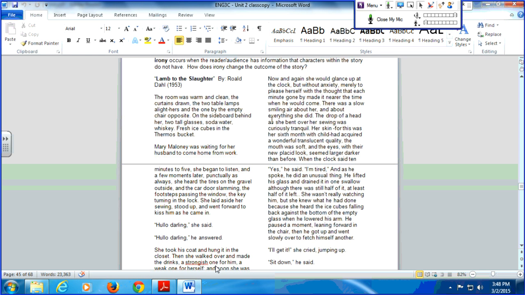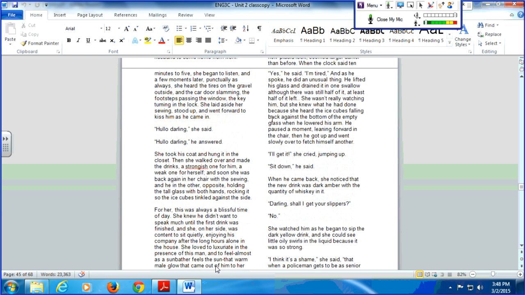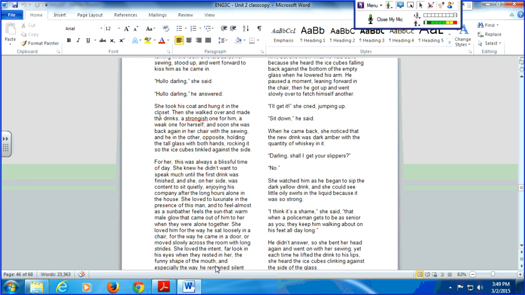When the clock said ten minutes to five, she began to listen. A few moments later, punctually as always, she heard the tires on the gravel outside and the car door slamming, the footsteps passing the window, the key turning in the lock. She laid aside her sewing, stood up, and went forward to kiss him when he came in. "Hello, darling," she said. "Hello, darling," he answered. She took his coat and hung it in the closet. She then walked over and made the drinks, a strongish one for him and a weak one for herself.